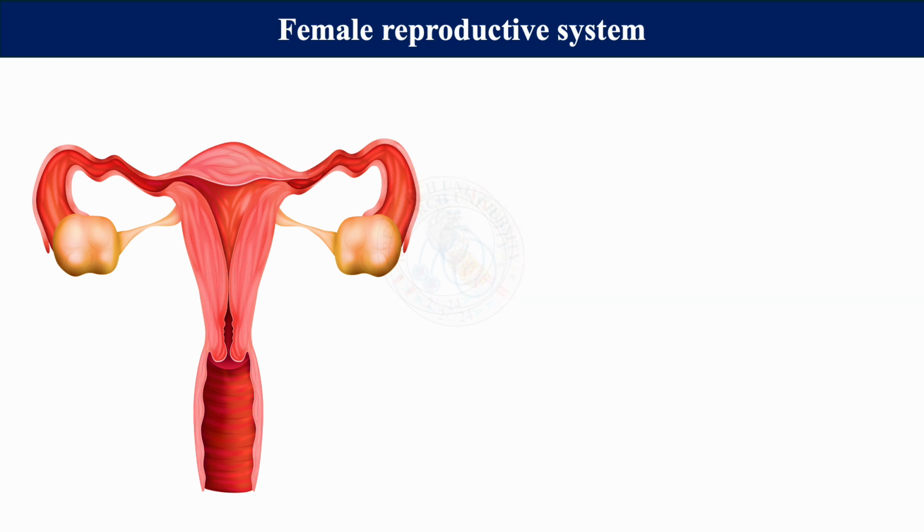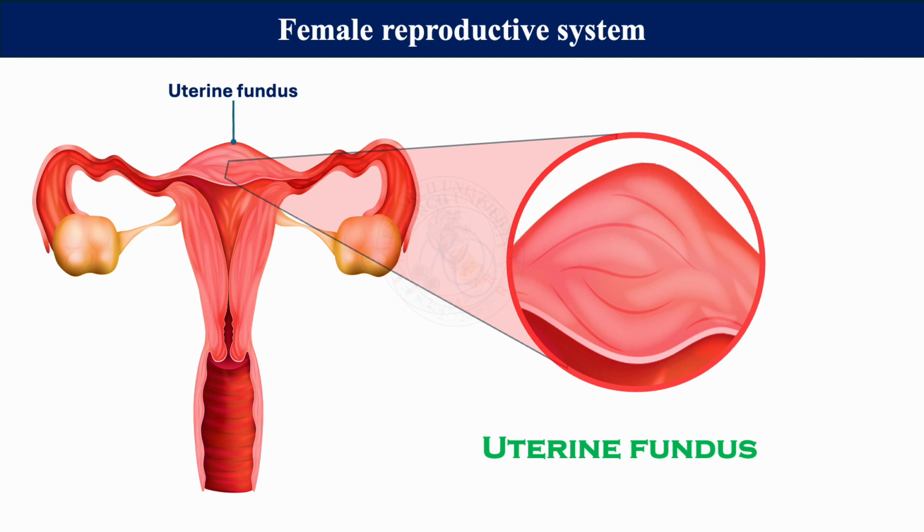The next part is the uterine fundus. The uterine fundus is the round, dome-shaped upper portion of the uterus. It is positioned above the entrance of the fallopian tubes. It is one of the primary anatomical landmarks of the uterus. During pregnancy, the uterine fundus expands and rises as the fetus grows. Eventually, it reaches the level of the belly button or even higher in later stages of gestation.